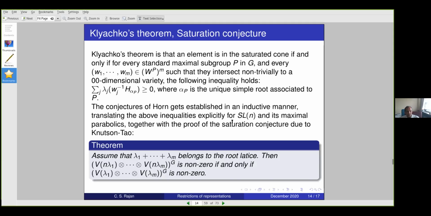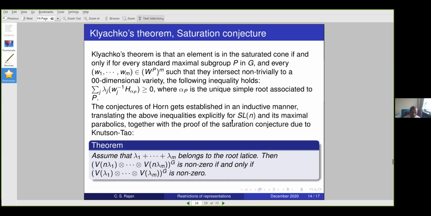Okay, I think my lectures are neither here nor there, but okay. The conjectures of Horn get established in an inductive manner. We translate the above inequalities. These inequalities can be stated very specifically for SL_n and its maximal parabolics, and then you essentially get the inequalities which you get by Horn when you work it out. And together, the proof of the saturation conjecture is due to Knutson and Tao.